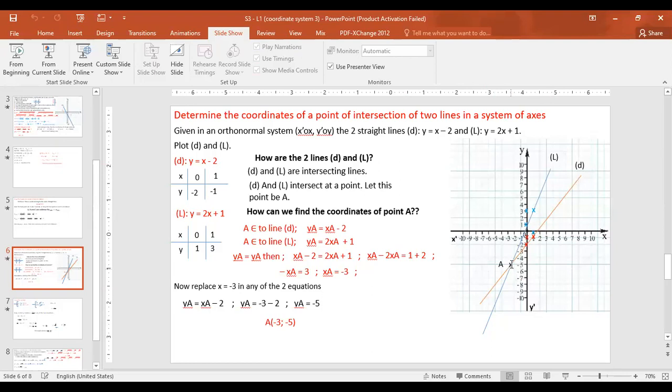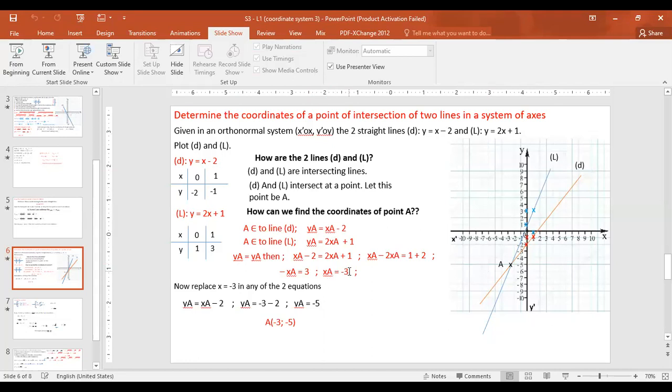We know that A belongs to straight line D, then the coordinates of A satisfy D. We can write YA equal XA minus 2. Also, point A belongs to line L, so the coordinates of A satisfy line L, then we can write YA is equal to 2XA plus 1. So, since the first part of the equation is YA and the first part of the other equation is YA, then we can write XA minus 2 is equal to 2XA plus 1. So we get the abscissa of A.